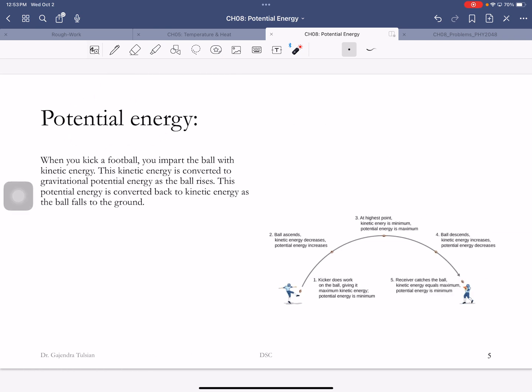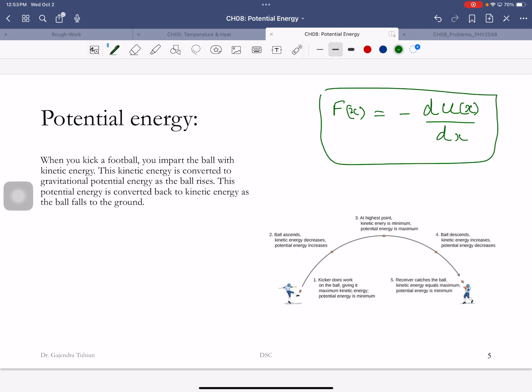So what is the potential energy function? And I'm sort of jumping all over the place, but this is a conservative force. And this is the potential energy. That is the potential energy function. All right.